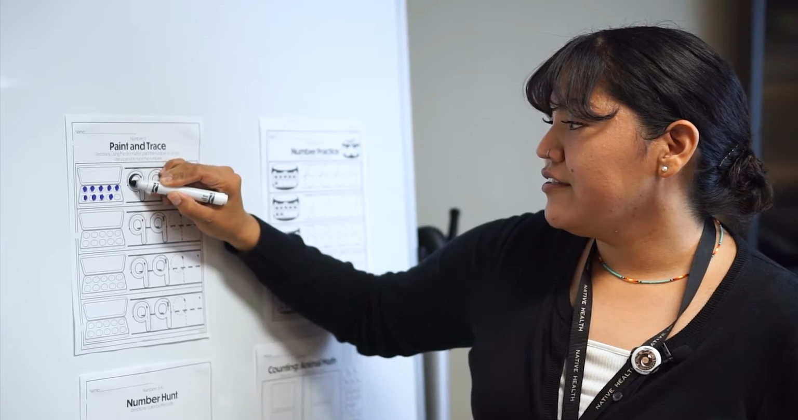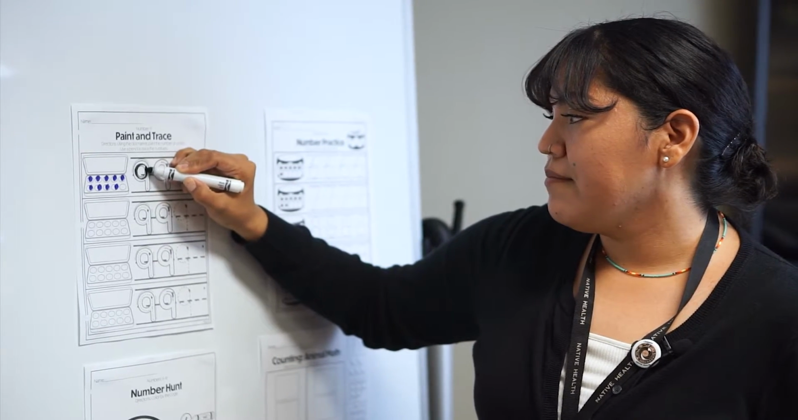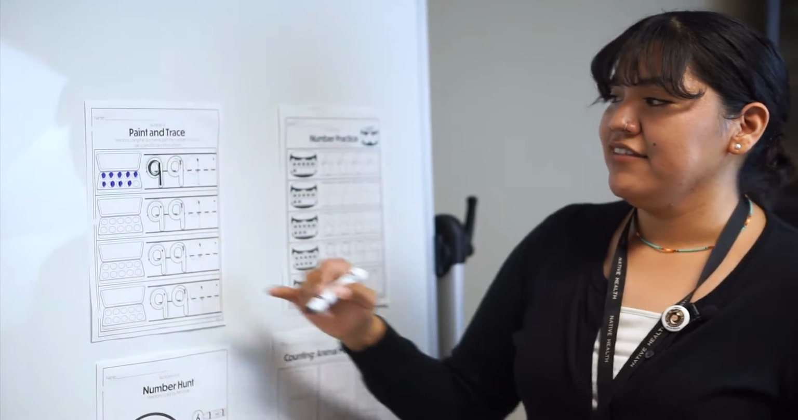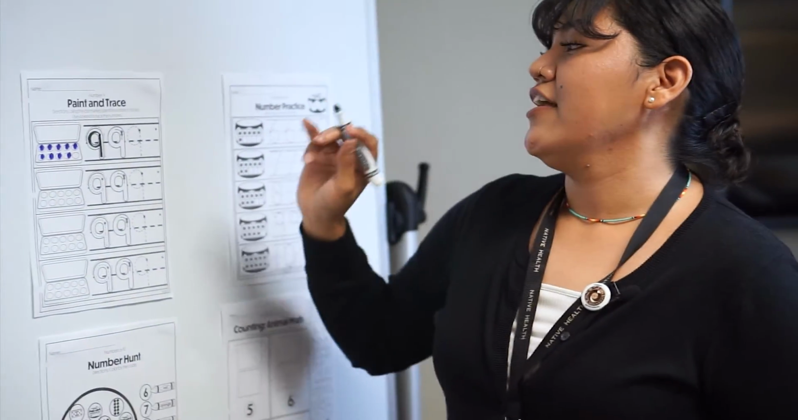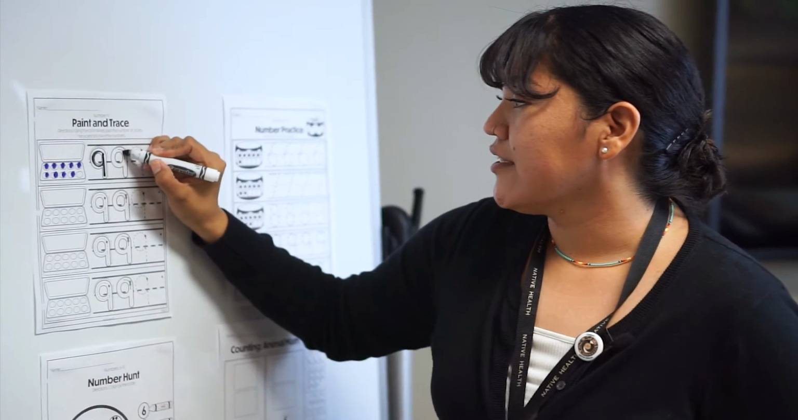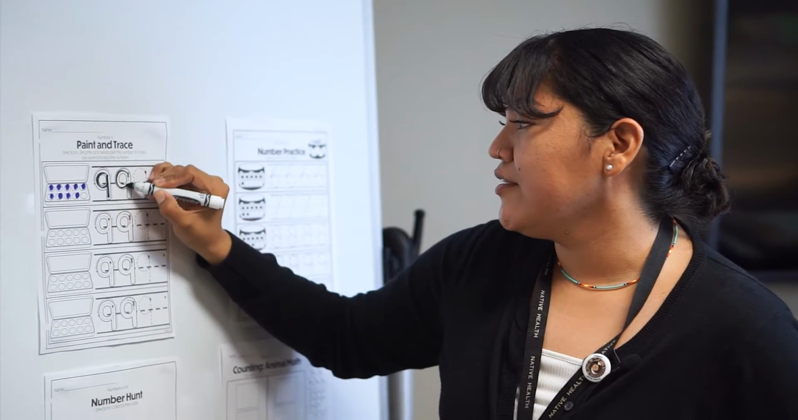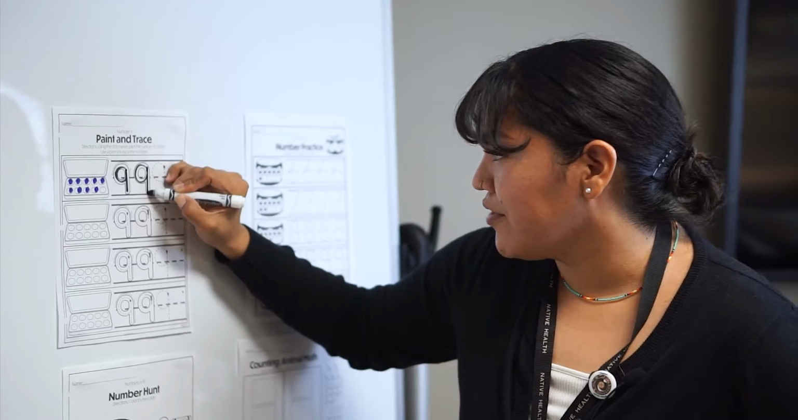Go around, go up and go down. That's how you trace a 9. All right, let's try again. So we're going to go around, make a loop, go up and go straight down.